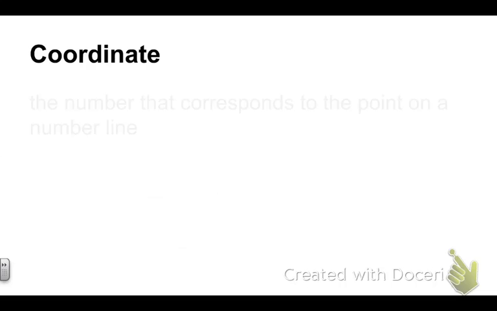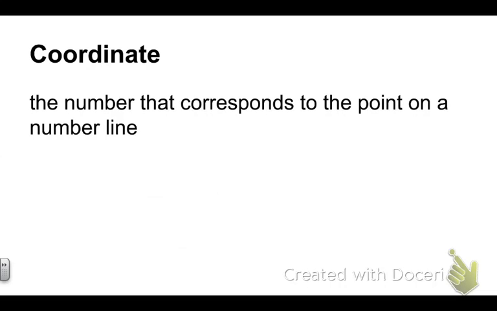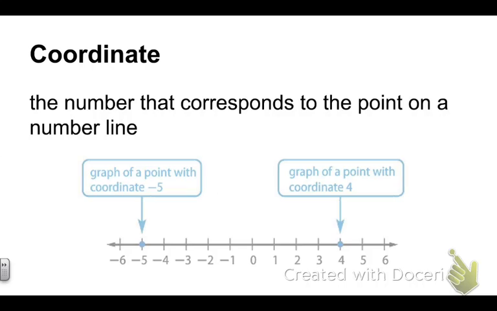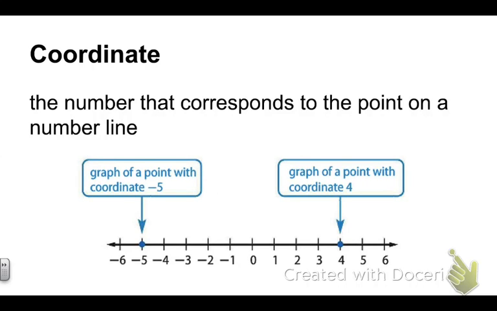Next is a coordinate. A coordinate is the number that corresponds to the point on a number line. So with this example, on the number line at -5, that's the coordinate -5. And then the graph where the dot is at 4, that is the coordinate 4.